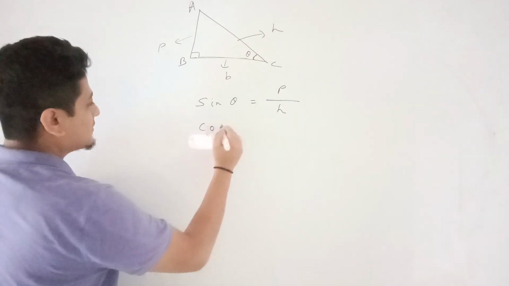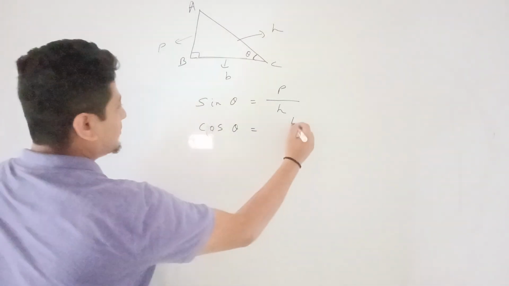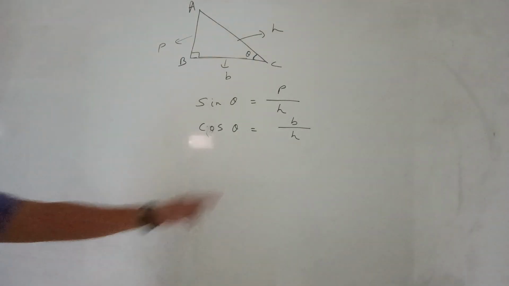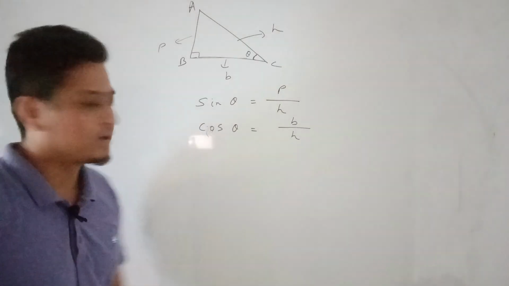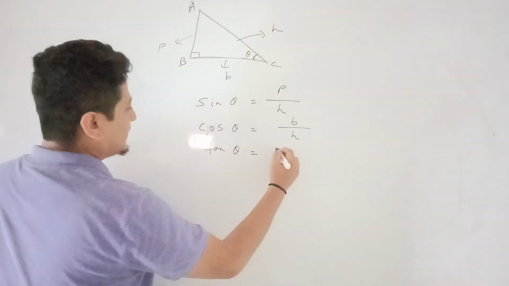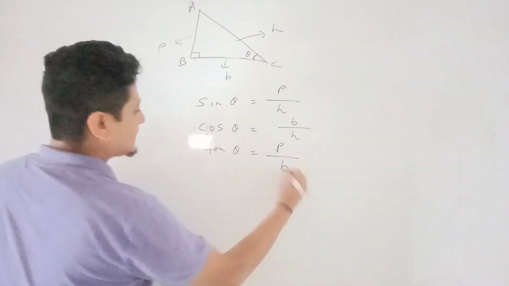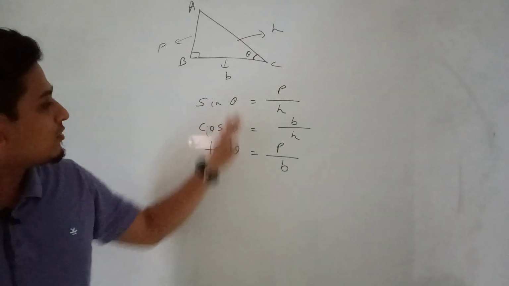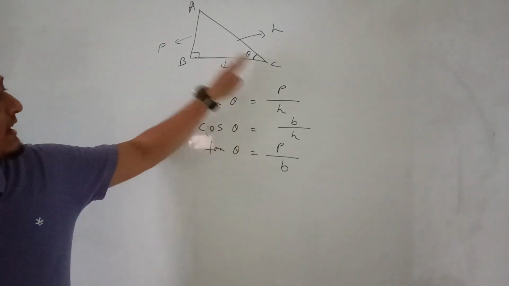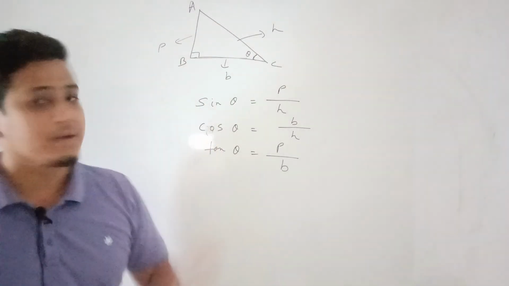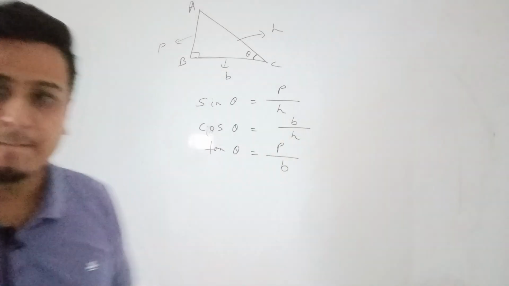For cos, we are going to do base by hypotenuse. Okay. For cos, just divide the base by the hypotenuse. And for tan, it will be perpendicular by base. This is how we are going to find the sine, cos, tan of the particular angles with respect to the sides, or with respect to the perpendicular, base or hypotenuse. Okay.